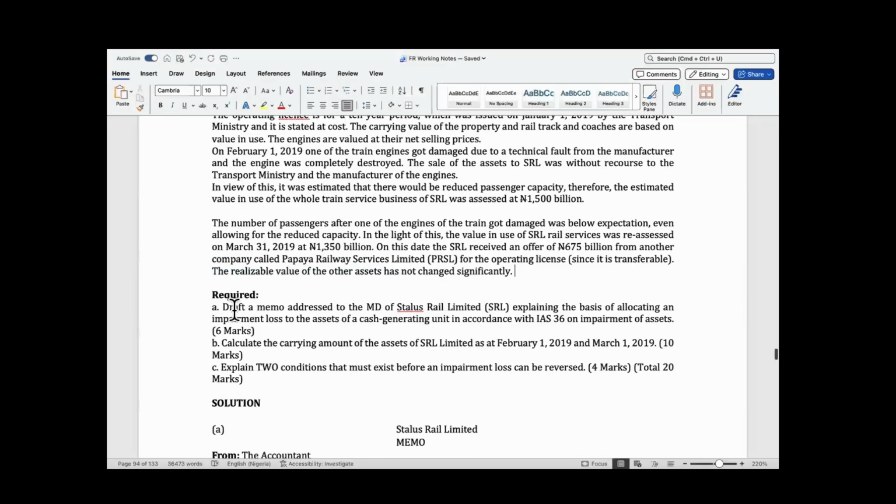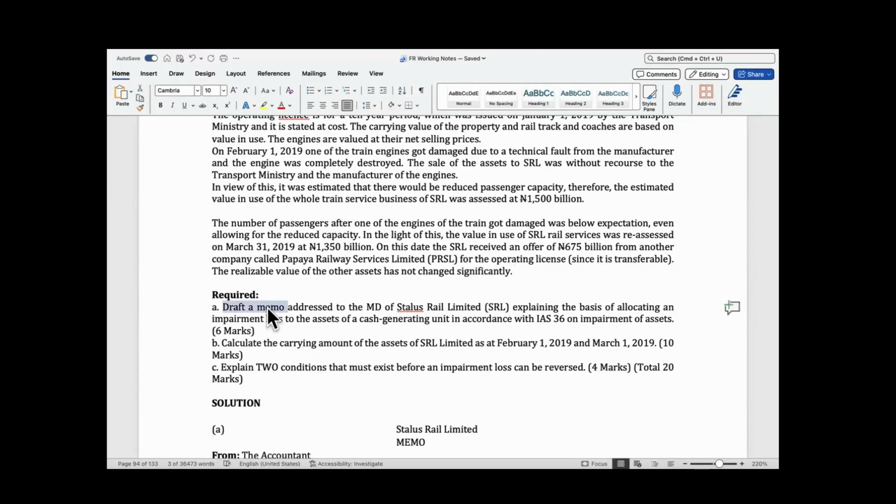Required: A, draft a memo addressed to the MD of Stalos, explaining the basis of allocating an impairment loss to the assets of a CGU in accordance with IAS 36 on impairment of assets. B, calculate the carrying amount of the assets of SRL as at February and March. C, explain two conditions that must exist before an impairment loss can be reversed. So let's draft a memo.